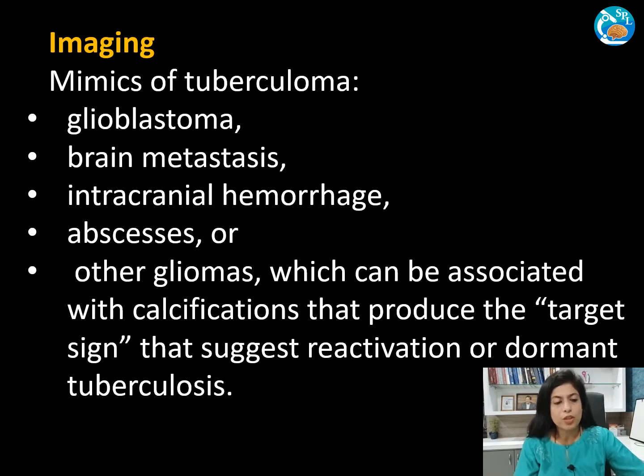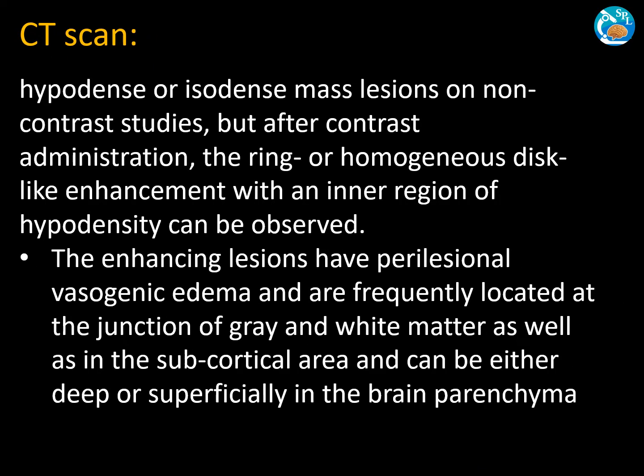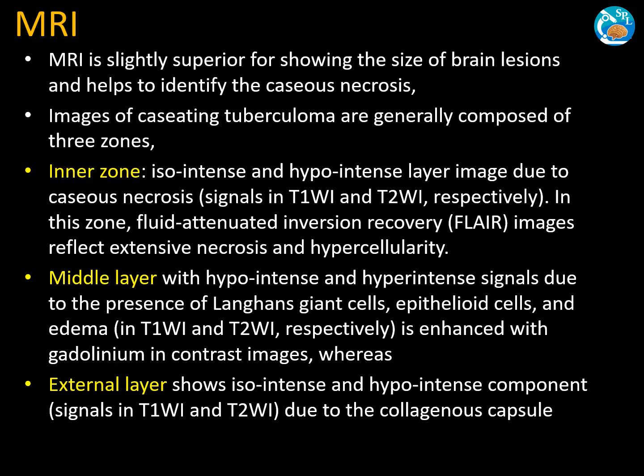On imaging, the mimics of tuberculoma are glioblastoma, brain metastasis, intracranial hemorrhages, abscesses, and other gliomas which may be associated with calcification that produce the target sign. This is suggestive of reactivation of a dormant tuberculosis. Now, on CT scans, these lesions appear as hypodense or isodense masses on non-contrast studies, but after contrast administration, they show ring or homogeneous disc-like enhancement with an inner region of hypodensity. Now, MRI is considered slightly superior to the CT scan because one may come to know the size and the number of the lesions, and it also helps to identify the caseation necrosis.